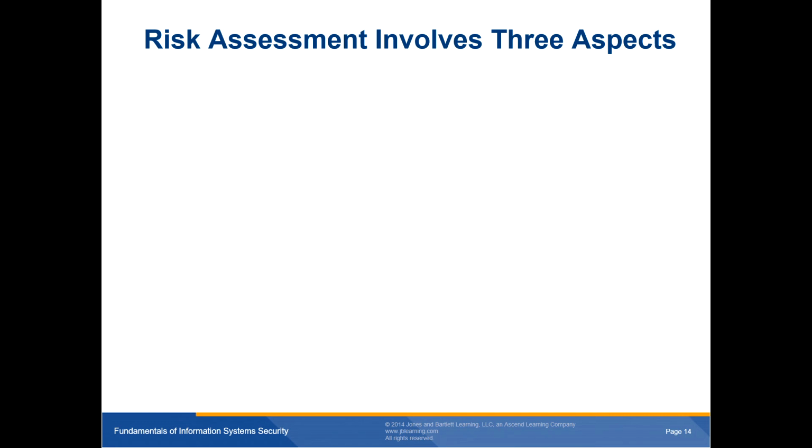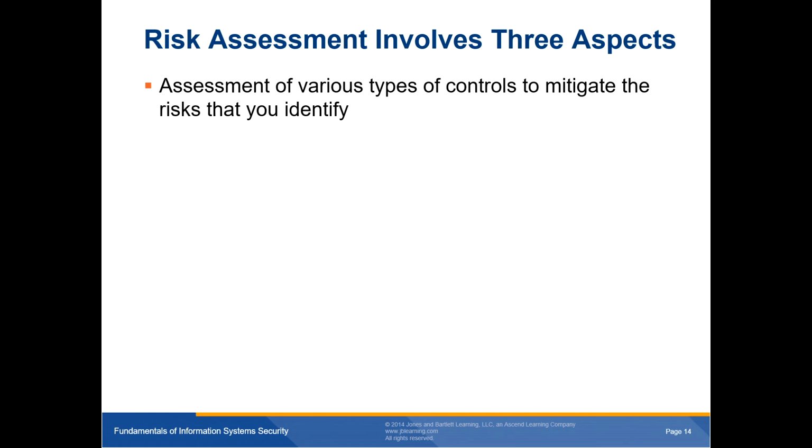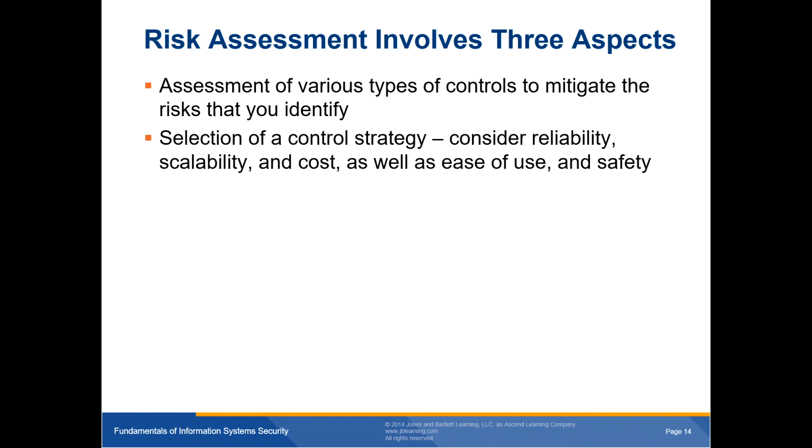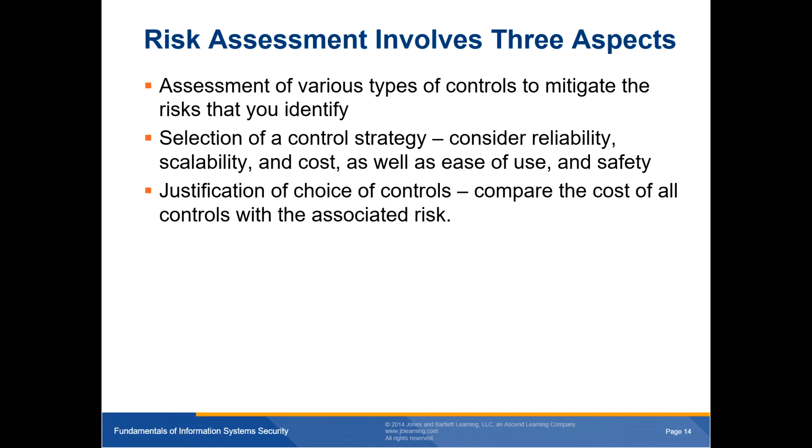Risk assessment involves 3 aspects. The assessment of various types of controls to mitigate the risks that you identify. The selection of a control strategy. Consider reliability, scalability, and cost, as well as ease of use and safety. The justification of choice of controls. Compare the cost of all controls with the associated risk.